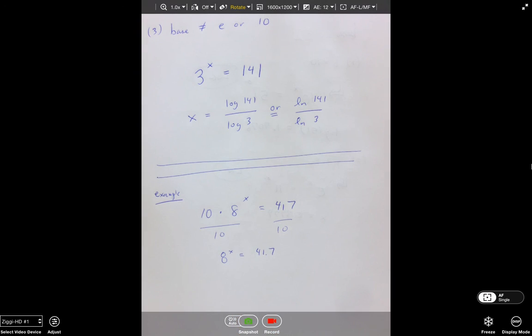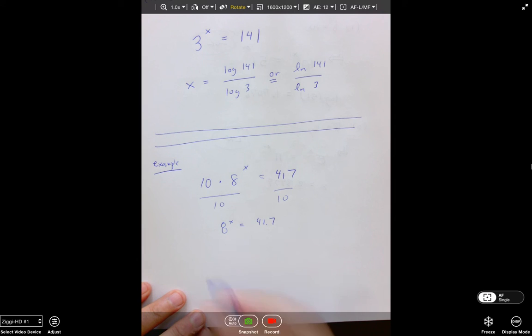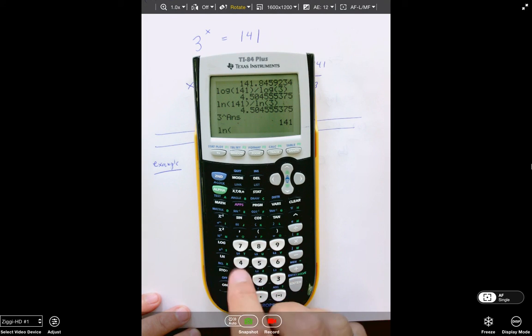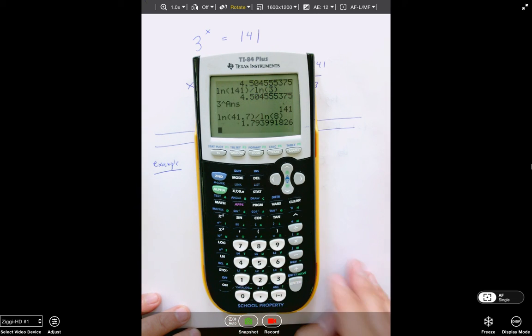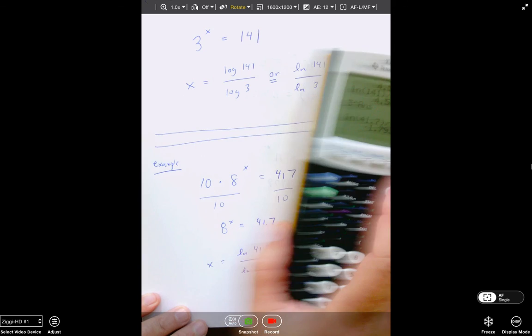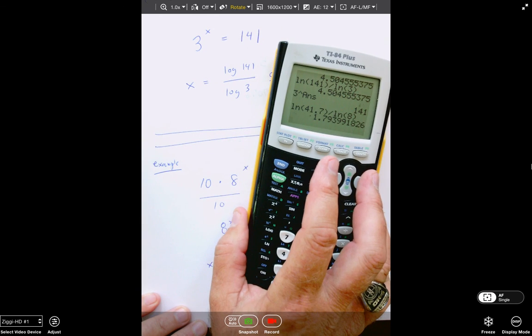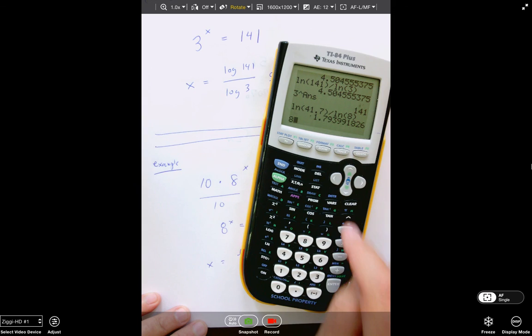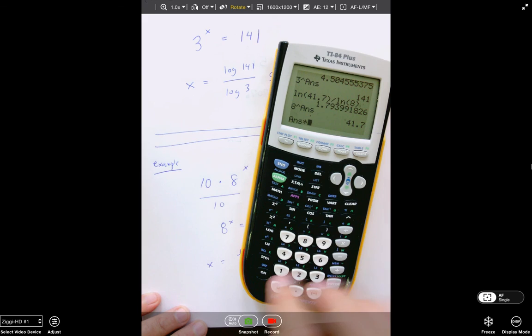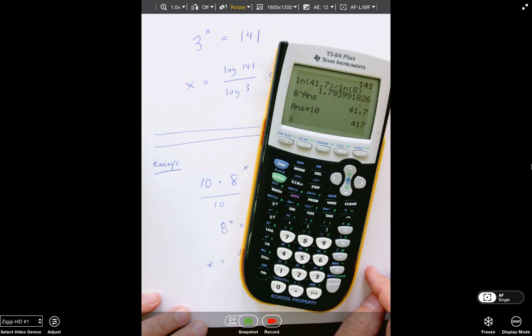Now what's going to happen? Change of base. Either one you want. I'm going to do the natural log. So the natural log of 41.7 over the natural log of 8, and we get 1.7939. Let's see if that works. Let's take 8 and raise it to that value, multiply by 10, and we get 417.